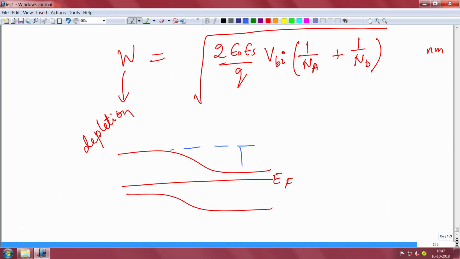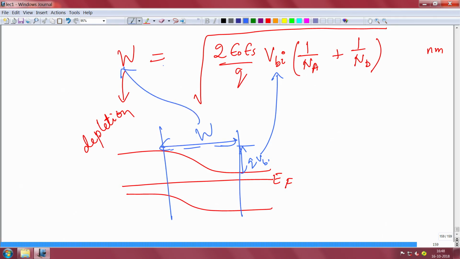This depletion, this built-in voltage q Vbi, is connected to the depletion by this relation. So if you know the doping, say one side doping is 10 to the power 17, the other side doping is 10 to the power 16, you plug in the value.